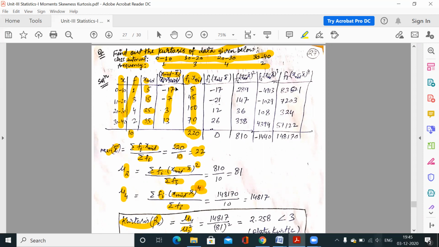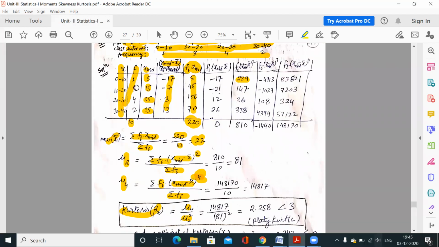So 1 into minus 17 square is 289. Similarly, 3 into minus 7 square, that means 3 into 49, is 147. Again 4 into 3 square, that means 4 into 9, is 36. 2 into 13 square, 2 into 169, is 338. So the sum is 810. Summation Fi is 10, so 81 is mu2.